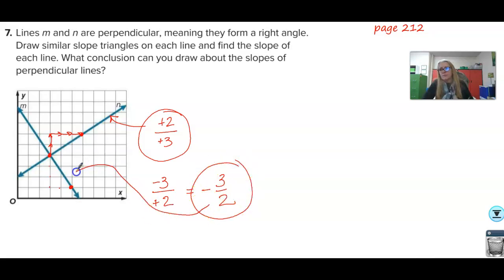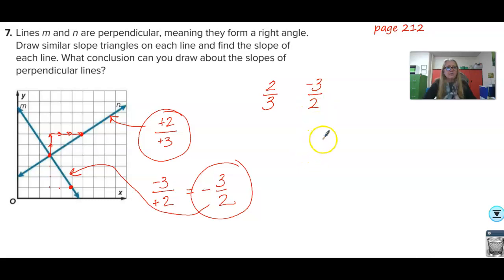So on the last slide I said, don't you kind of expect the slopes to be opposite? More than opposite, perpendicular lines have slopes that are negative reciprocals of each other. This one has a slope of positive 2/3. The other one has a slope of negative 3/2. They're flipped over. The fraction is flipped over, and if it's positive, it changes to negative. If this had been negative, this would have been positive.